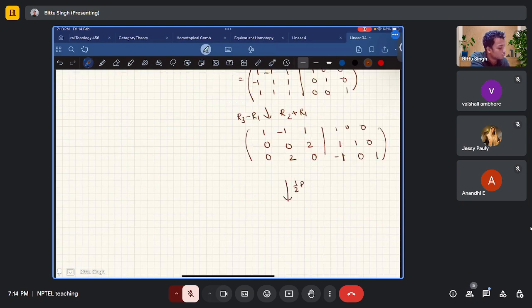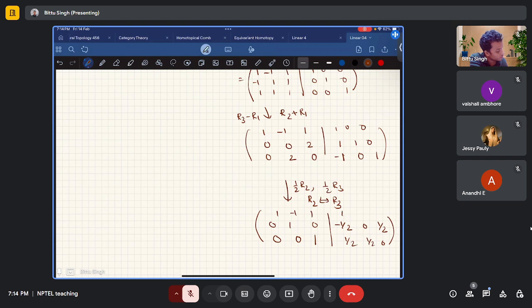Now half of R2, half of R3. Just take half of those things and exchange. We are also exchanging, we are not writing it in a separate way. So we also exchange those two rows. So this will give us 0 1 0, and this is minus half, corresponding to the third row, minus half 0 plus half, and corresponding to the second row we get 0 0 1 and half half 0, and the first row is fixed, 1 minus 1 1 1 0 0.